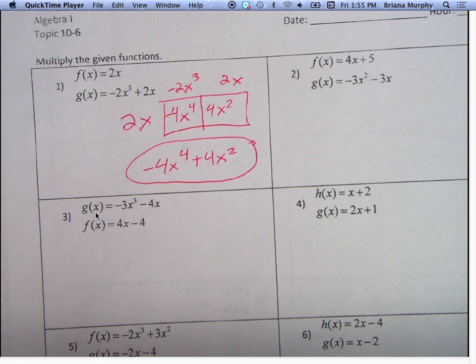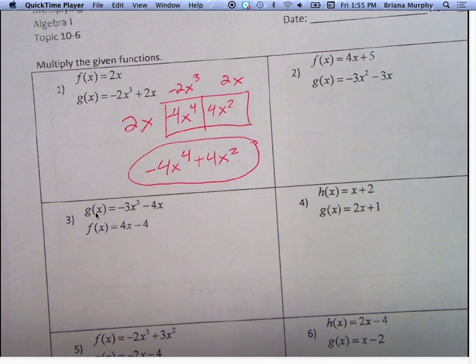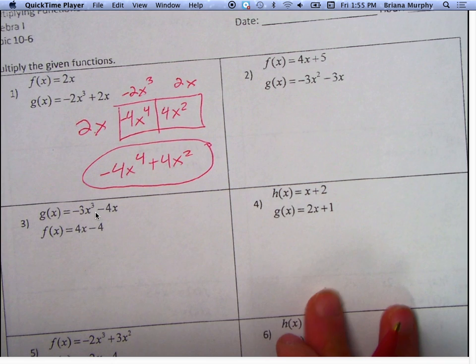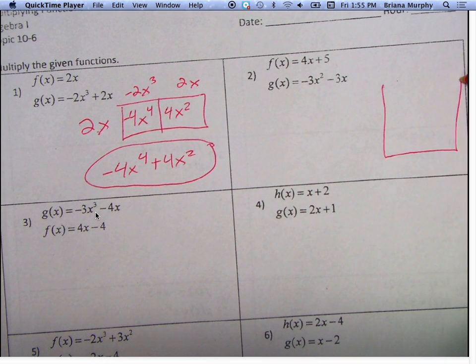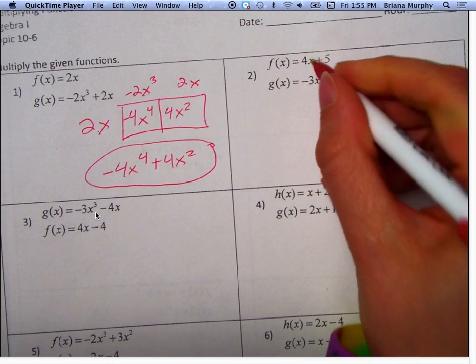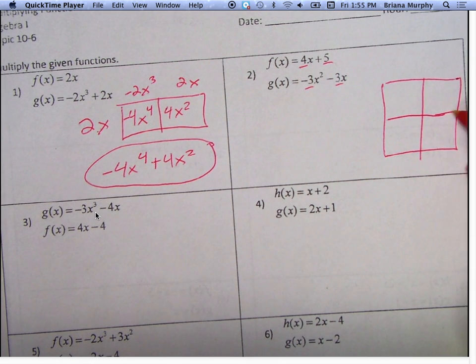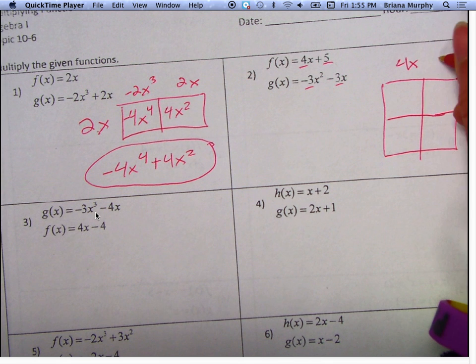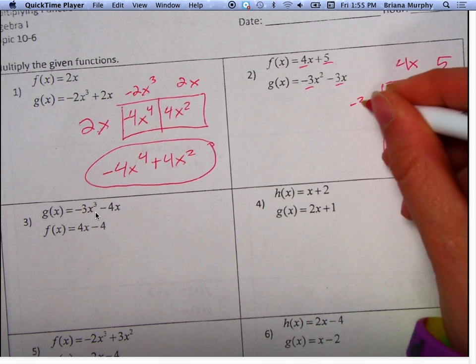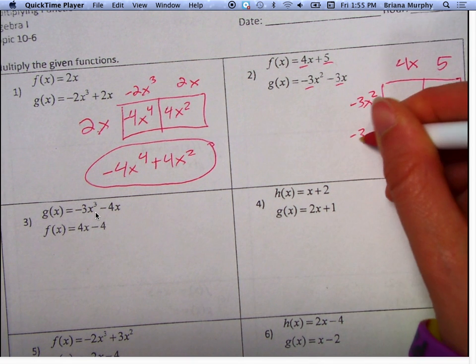Let's do one more that's a little more complicated. Let's look at number 2. This is going to have to be a 4 by 4. How do I know that? Because there's 1, 2, 3, 4 terms. I've got 4x and 5 and negative 3x squared and negative 3x.